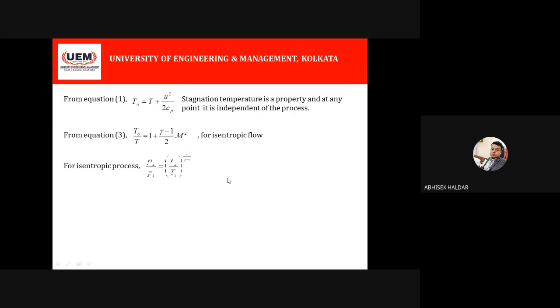So for an isentropic process, I know P2 by P1 is equals to T2 by T1 to the power gamma by gamma minus 1. I am not going into the details because this is well known to you from any adiabatic process: P1 V1 to the power gamma is equals to P2 V2 to the power gamma. If you replace V by T and take the ratio, you will get P2 by P1 is equals to T2 by T1 to the power gamma by gamma minus 1.